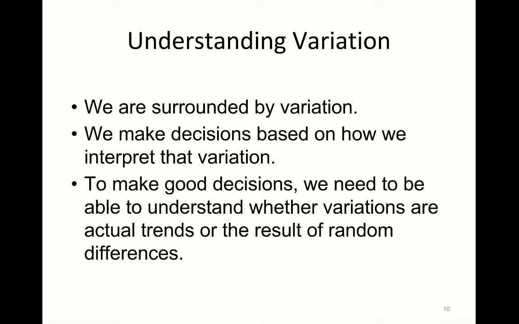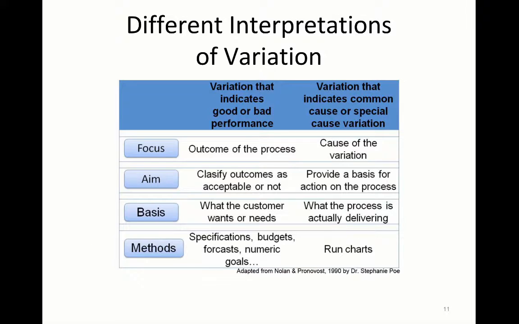An essential component of data management and quality improvement is understanding variation. The concept of understanding variation emerged from the work of Deming, Shewhart, and others in the 1950s. There are different interpretations of variation and how you use it in decision making. One is to use variation to evaluate performance, and the other is to use it to understand the causes of change in a system. When you use variation to evaluate progress, the focus is on the outcome of the process, so as to classify outcomes as acceptable or not.